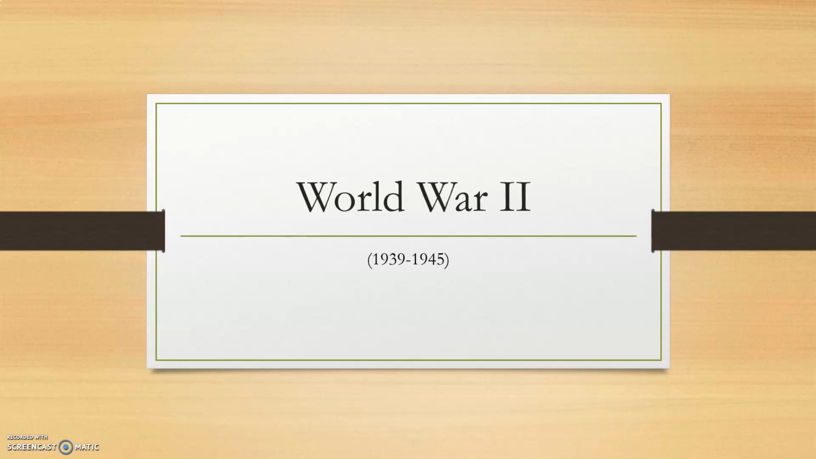So I'm going to walk you through the causes of World War II, a few of the major events and things that happened, along with the conclusion of it today. So World War II is going to break out in 1939, last until 1945, and we'll talk about the major players that are going to be involved.